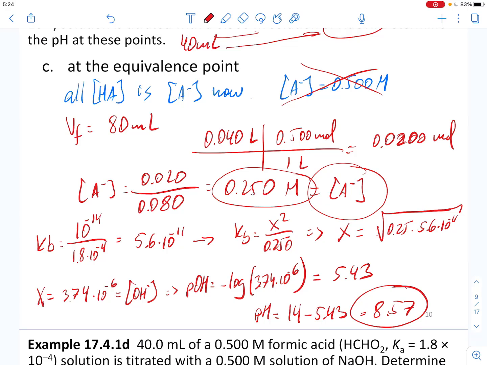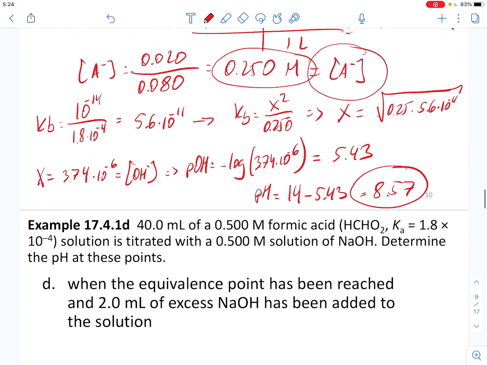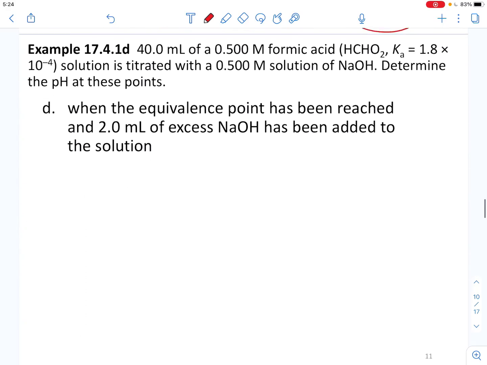Okay, so at the equivalence point the pH is equal to 8.57, which is a basic pH. Remember, at the equivalence point you have the conjugate base. The conjugate base will behave as a base, therefore you will end up with a basic pH. You will not be at neutrality.